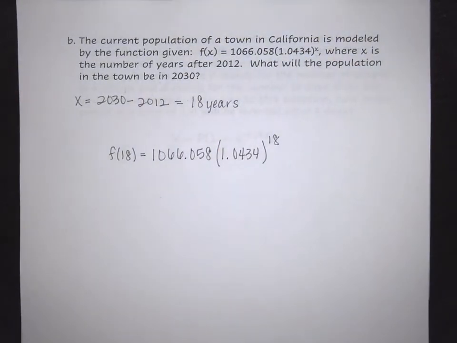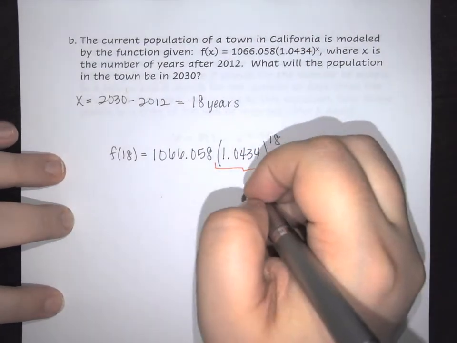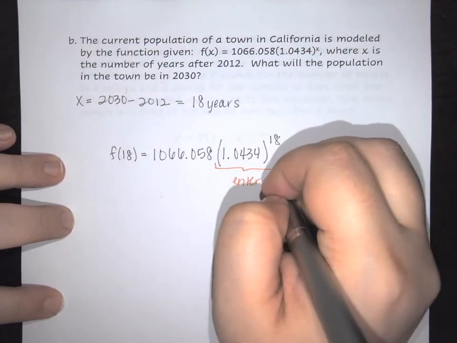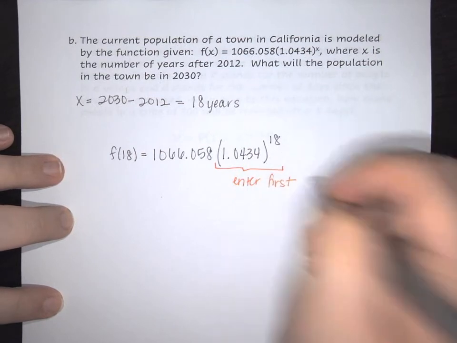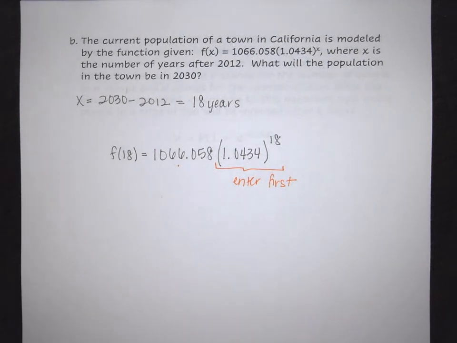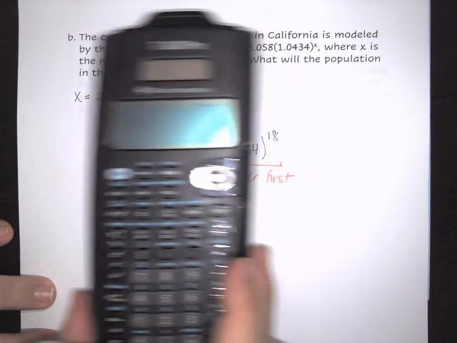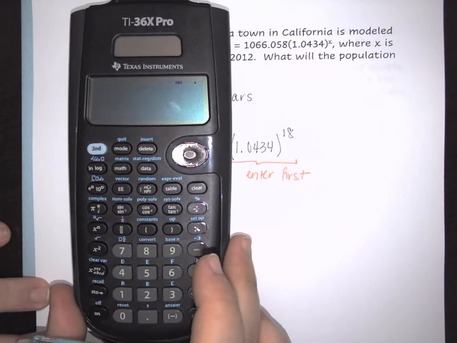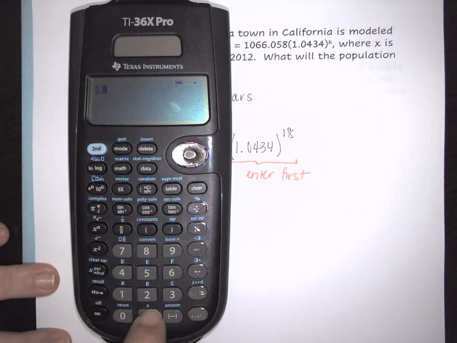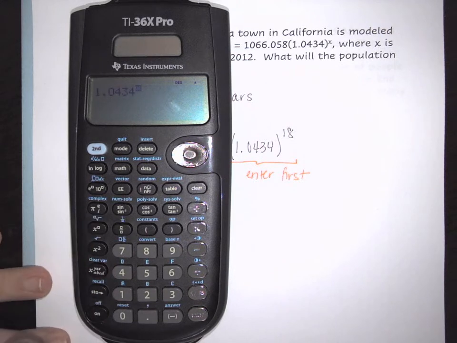And so what you want to do in your calculator is I would work this part first. So I would enter this first and then multiply it by this last part. Okay? So let me move the calculator over to the side so you don't have so much glare. We're going to take 1.0434 and raise it, so you've got to use whatever your power button is, to the 18th and hit enter.